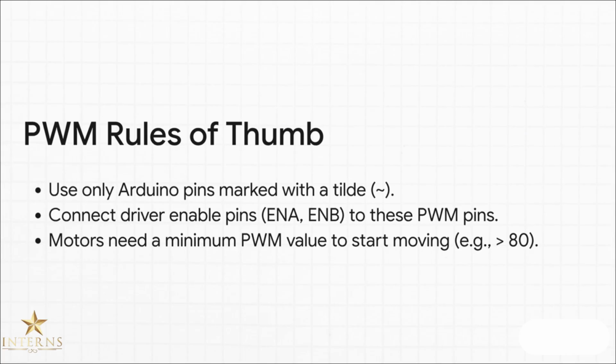Okay, so let's get practical. When you actually go to wire this stuff up, there are 3 rules you've got to remember. First, on an Arduino board, you can only get PWM signals from the pins that have that little squiggly line next to them, the tilde. Second, those special pins connect to your motor driver's enable pins. That's how you tell the driver what speed to go. And third, and this is a big one, motors need a certain amount of kick just to get moving. A really low PWM value might not be enough to overcome friction, so you usually have to start with a value of 80 or higher.